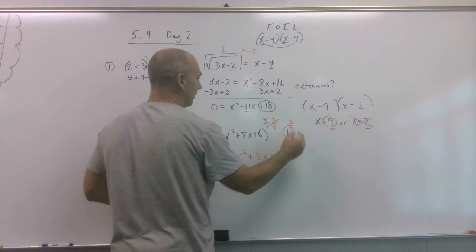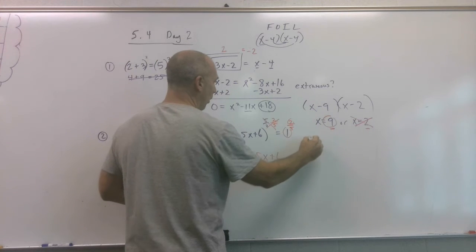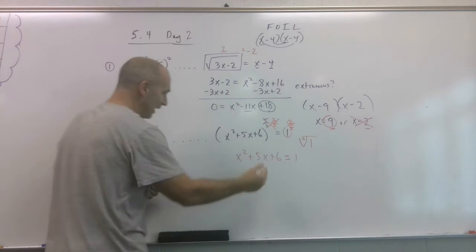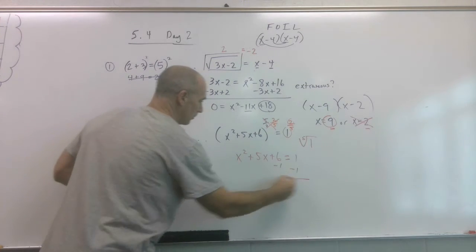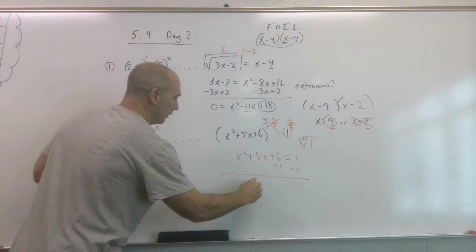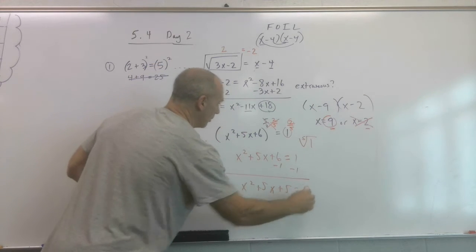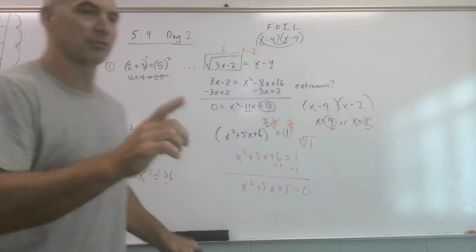Now what's 1 squared? Well, that's 1. What's the 5th root of 1? 1. I got a trinomial, and we're out to the races. X squared plus 5x plus 5 equals 0. Let me just double check something.